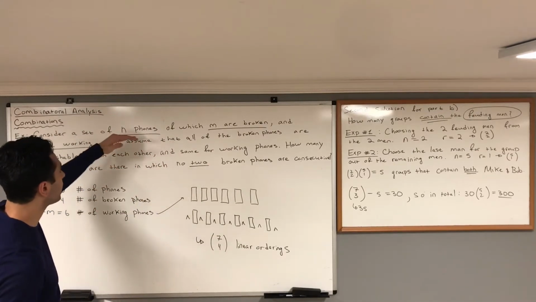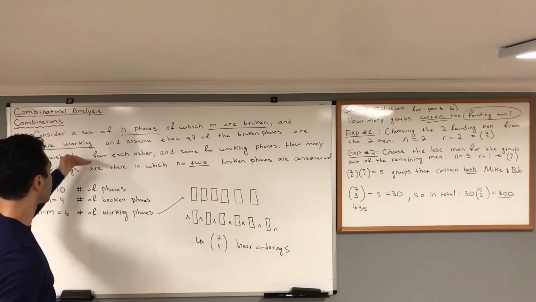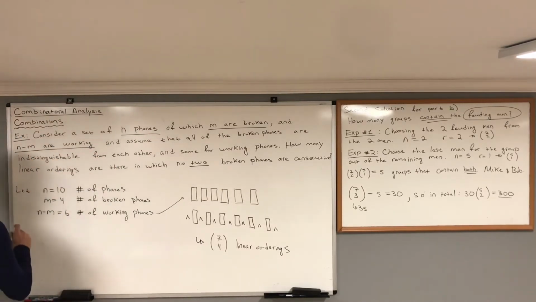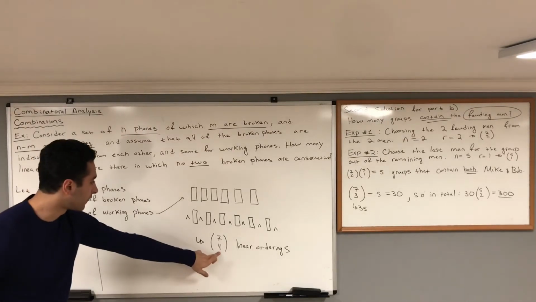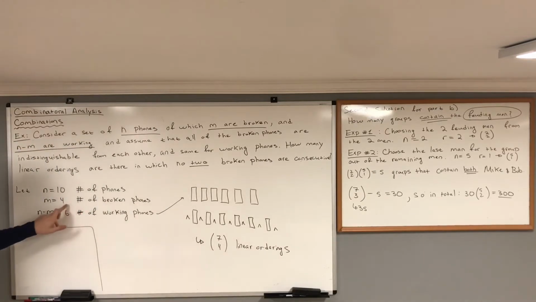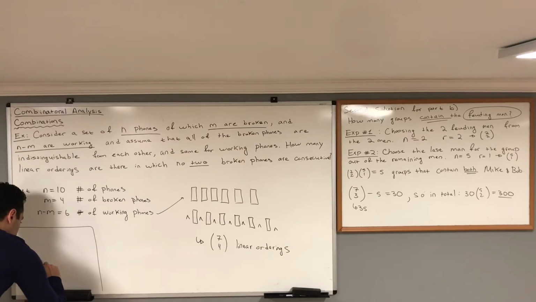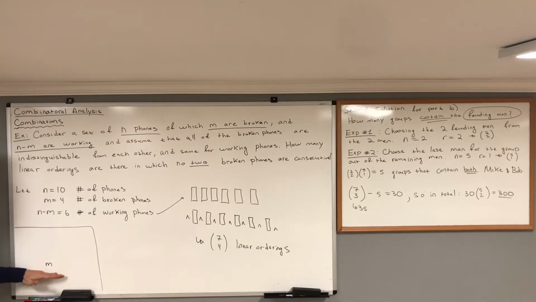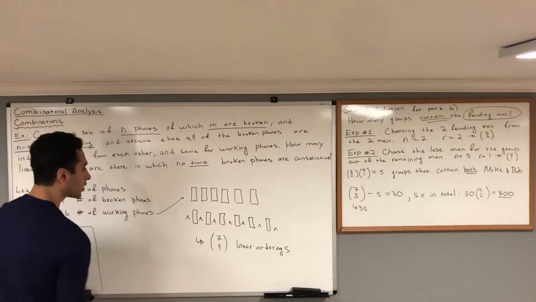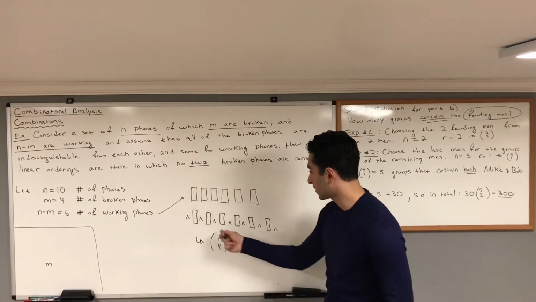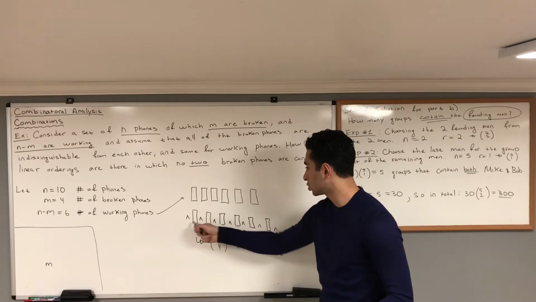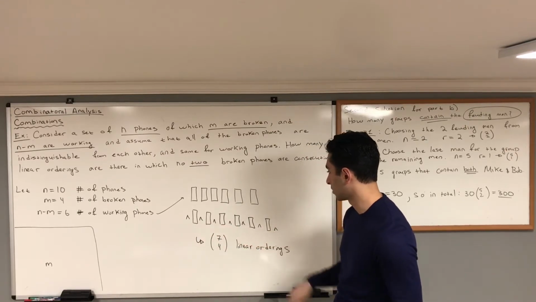Well, we have n phones, m broken phones, and n minus m of them are working. Okay. So notice that the 4 represents the number of broken phones, which is m. So I already know I should have an m as my r. The 7. Where do we get the 7 from? Well, the 7 is the number of spaces, right? The number of spaces that are here. 1, 2, 3, 4, 5, 6, 7.